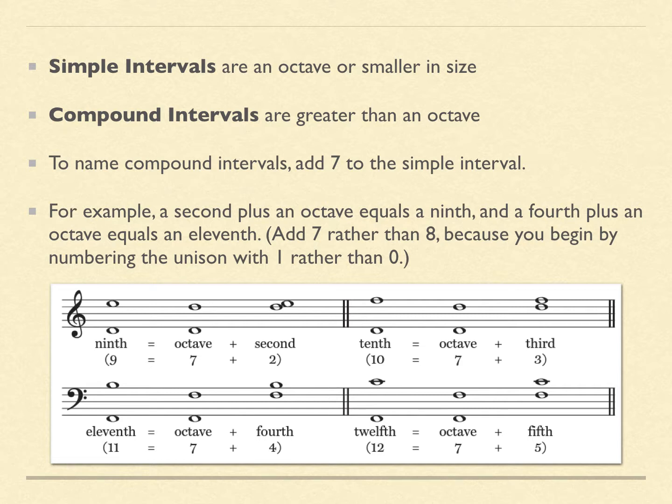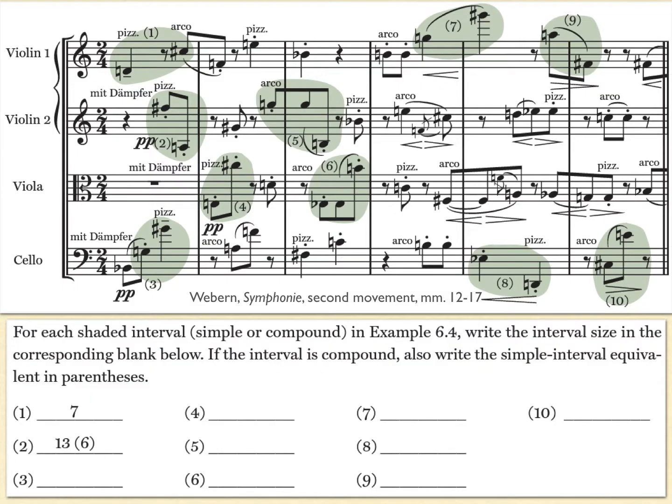So next we'll look at another place that you can practice if you like. We have a Webern Symphonie with a bunch of compound intervals in it, and you can practice naming these if you like. Again, you're welcome to pause here. Next we'll talk about quality, which is how we can get more specific in our naming.